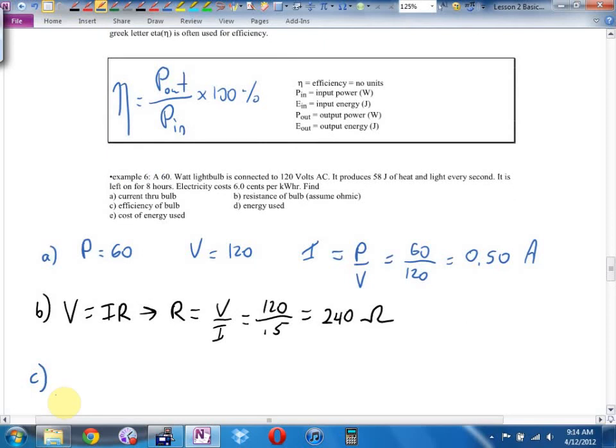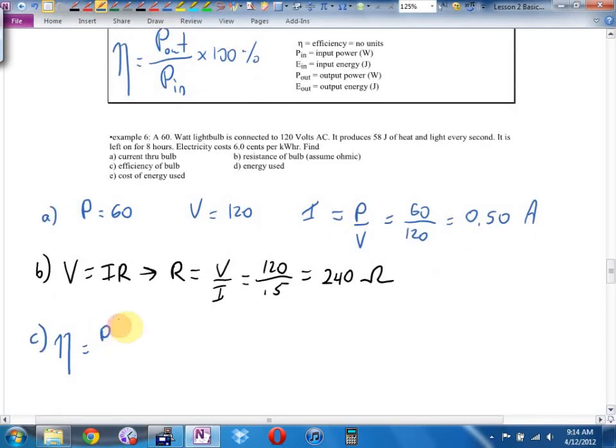See, how efficient is this? Well, it's power out divided by power in. This bulb is using 60 watts. How much are we getting out? Well, it says it produces what? Oh, this is watts, that's joules. Wait a minute, it doesn't just say 58 joules, it says, read the whole phrase to me, 58 joules of? Did they say every second? 58 joules per second. Isn't a joule per second a watt? That's how we defined it. So now my units do match. Times 100%. How efficient is this bulb?